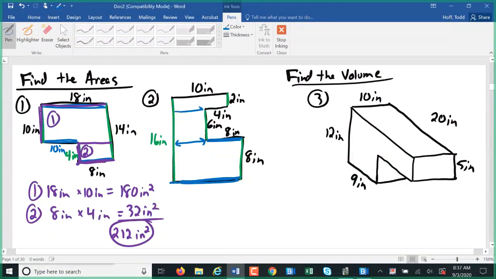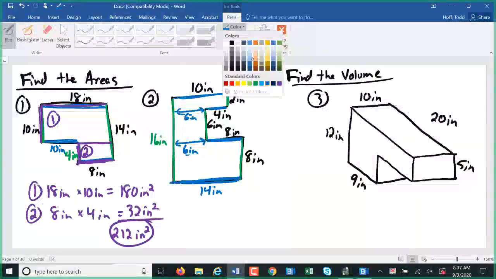Well, that would be the same as this dimension up here, and I see I have the 4 and the 10 that are both horizontal. This has to add with the 4 to make 10, so this is 6 inches, which means this is also 6 inches. So then down here, 6 and 8 make this 14 inches.